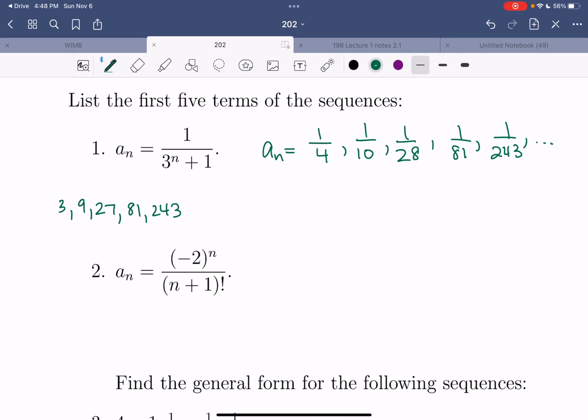Oh, wait, 244. Nope, got to change both of these. Got carried away. Got to add 1. So 82 and 244. Okay, so those are the first 5 terms for that sequence.